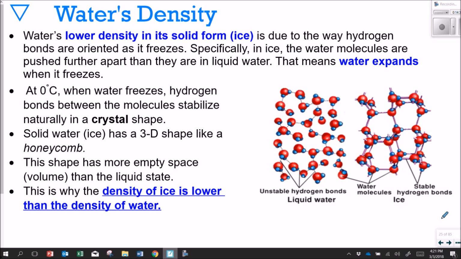Let's see why. The lower density of water in its solid form, that is ice, is because of the way that the hydrogen bonds are oriented as water freezes. The water molecules are pushed further apart than they are in liquid water, so water expands when it freezes. At 0 degrees Celsius, when water starts freezing, the hydrogen bonds between the molecules stabilize naturally in a crystal shape, and it actually forms a 3D shape like a honeycomb. This shape has a lot more empty space than water in the liquid phase, so that is why the density of ice is lower than the density of liquid water.